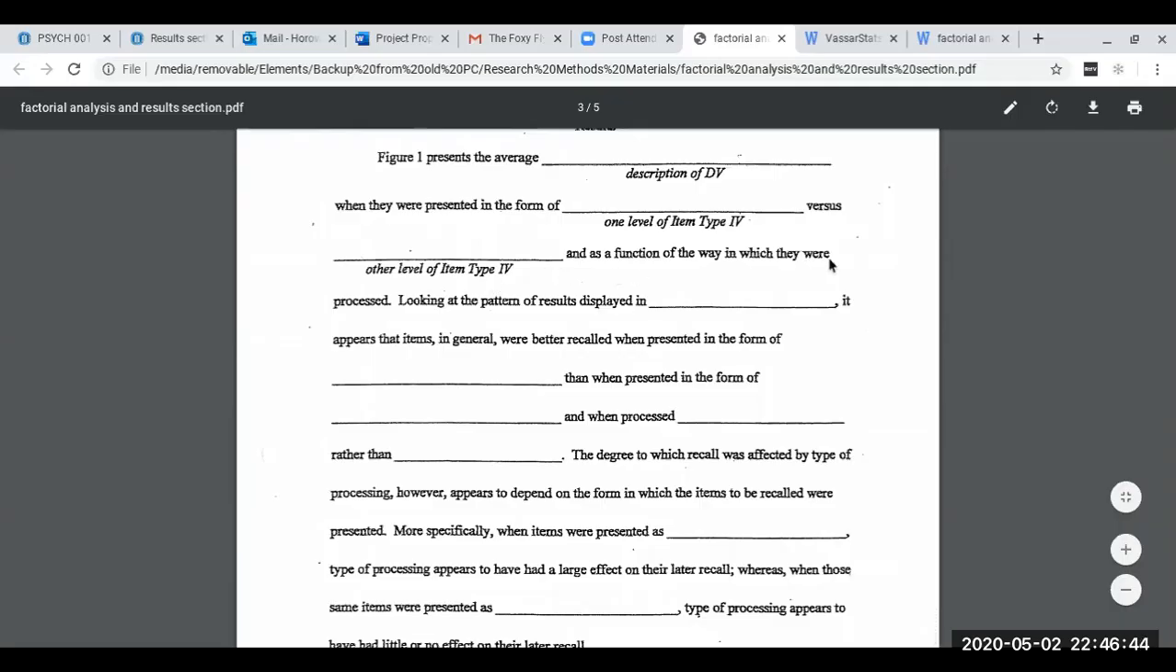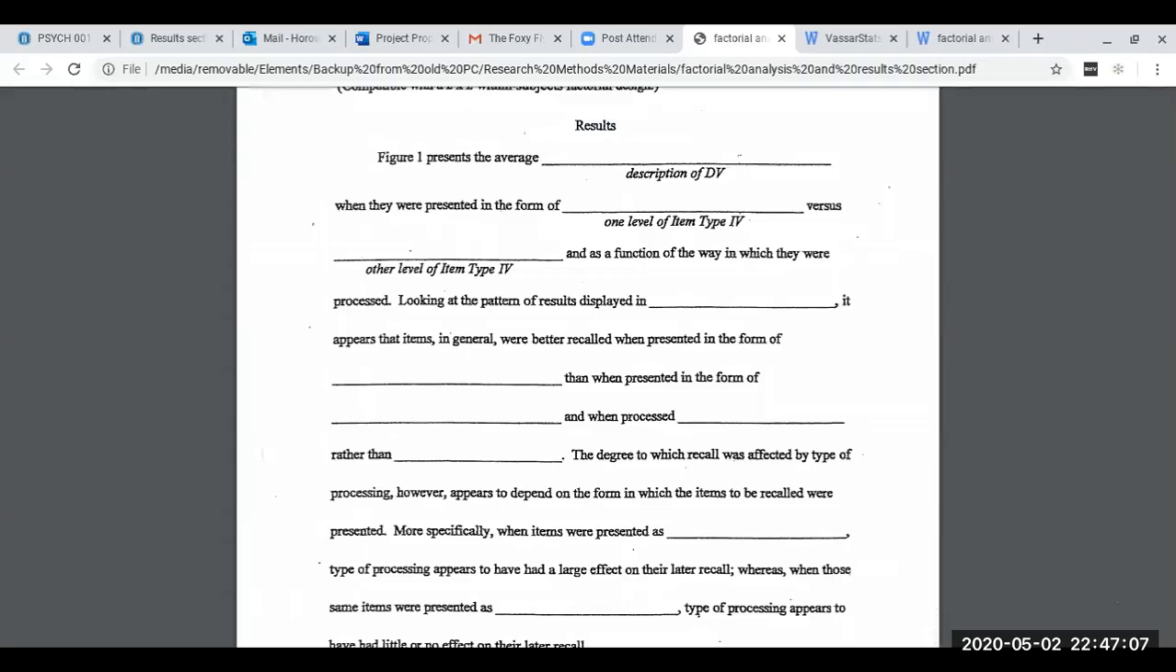and as a function of the way in which they were processed. Looking at the pattern of results displayed in the table, it appears that items in general were better recalled when in the form of whichever one was higher than when presented in the form of whichever one was lower, and that they were better recalled when processed which way, acoustic or semantically, whichever one had the highest number first, rather than this would be the second level, the lower level of whatever was scored.